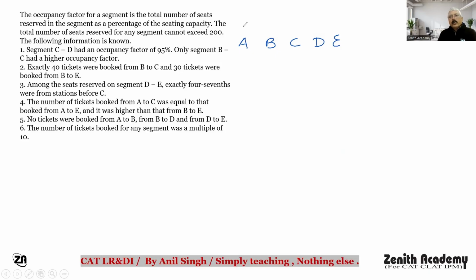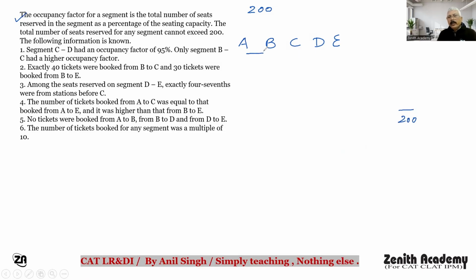टोटल कैपेसिटी इज 200. ट्रेन की टोटल कैपेसिटी 200 है. 200 से ज्यादा लोग ट्रेन में नहीं आएंगे, less than 200 हो सकता है. ऑक्यूपेंसी फैक्टर भी डिफाइन करी गई है, उसको भी समझते हैं. ऑक्यूपेंसी फैक्टर क्या है? It is the total number of seats reserved in a segment as a percentage of the seating capacity. So total seating capacity is 200.